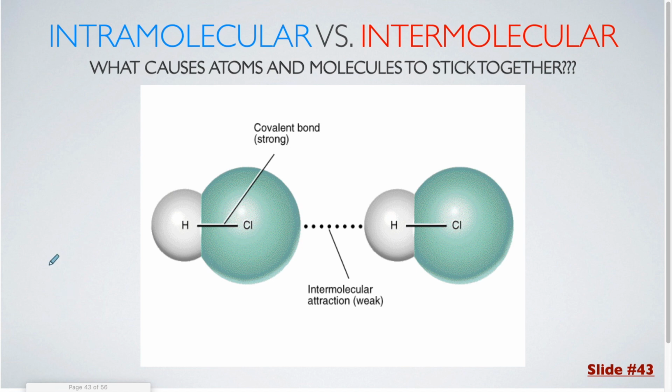Here we can see another example of inter and intramolecular forces. So here we have HCl, which is hydrochloric acid, the hydrogen and chlorine being bonded together with a covalent bond. This would be our example of intramolecular force. Whereas here, the connection that this HCl has for the HCl next to it, this is an intermolecular force, so the force between the molecules.